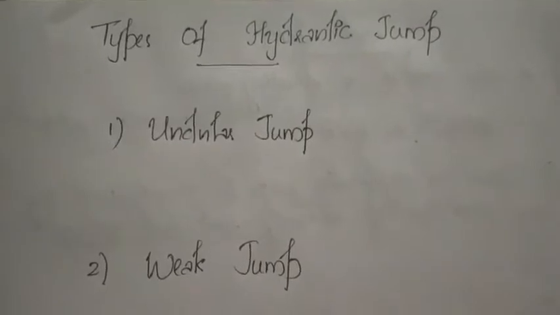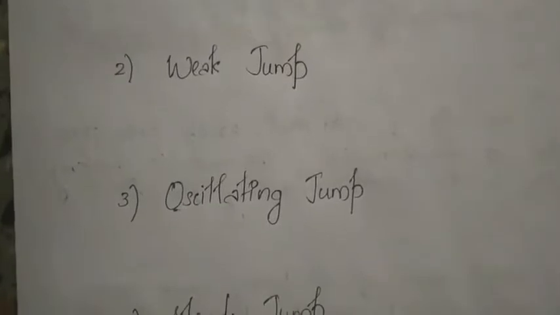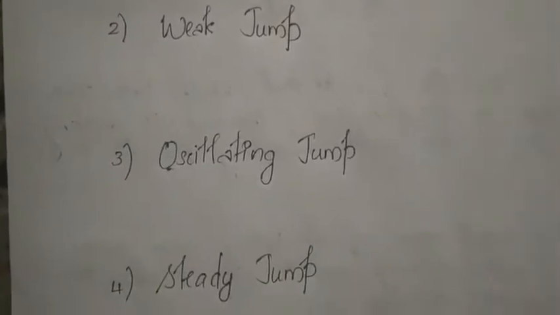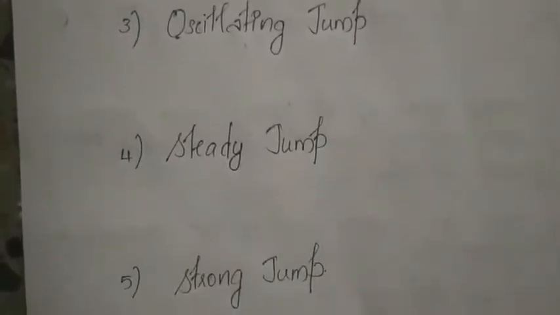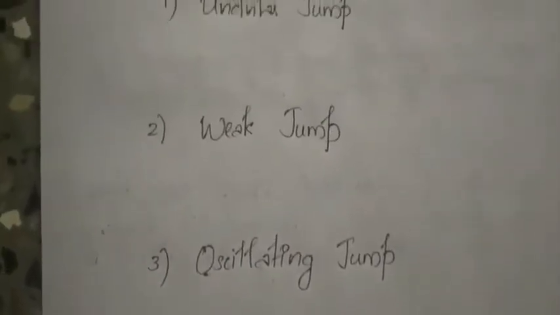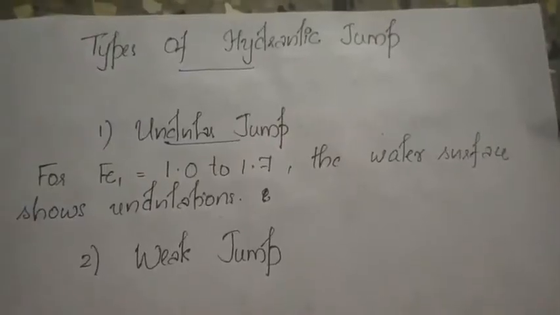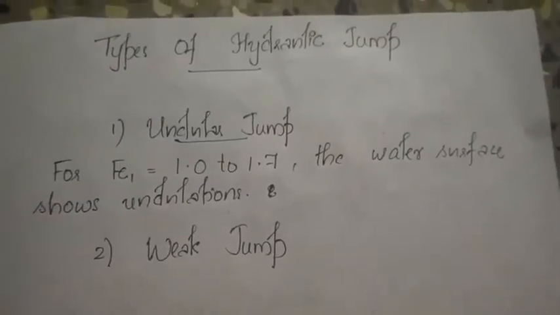First one is the angular jump, second one is the weak jump, third one is the oscillating jump, fourth one is the steady jump, and fifth one is the strong jump. So these are the types of hydraulic jump. So first one is the angular jump.